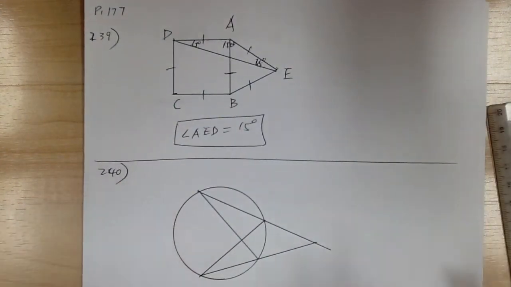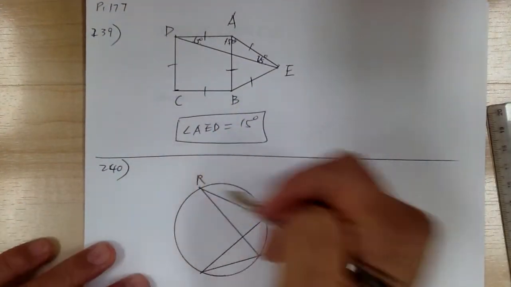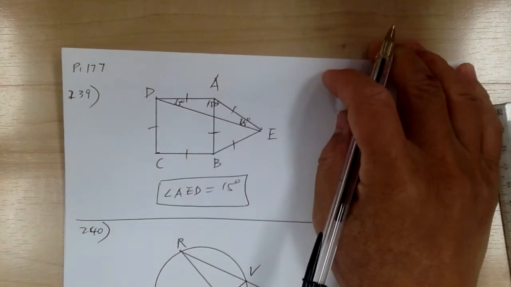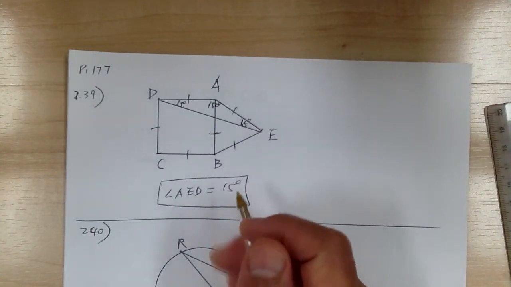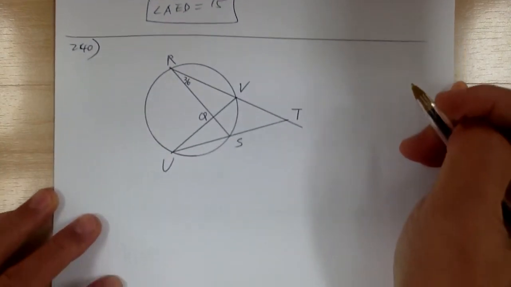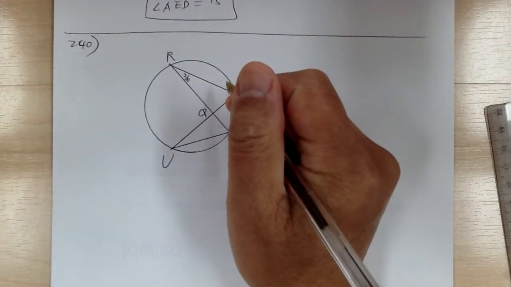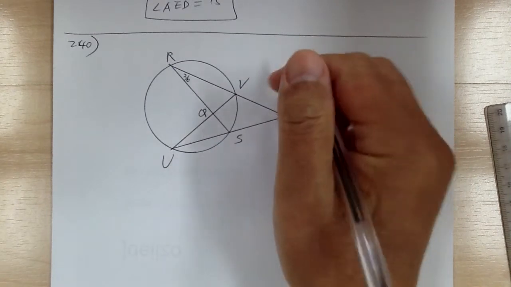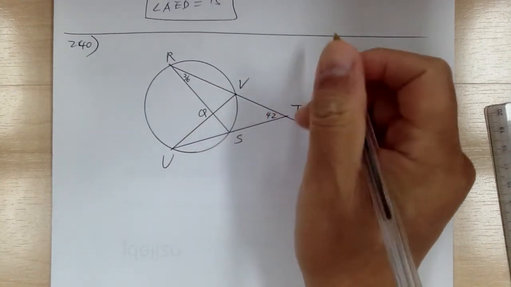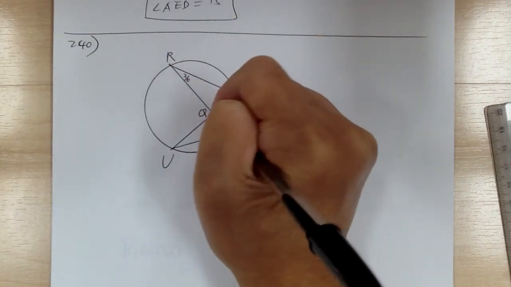So you have this picture over here, with R, V, T, S, U, and Q. It tells you that angle R equals 36 degrees, and angle T equals 42, and you're looking for angle RQV. So you're looking for this one right over here.